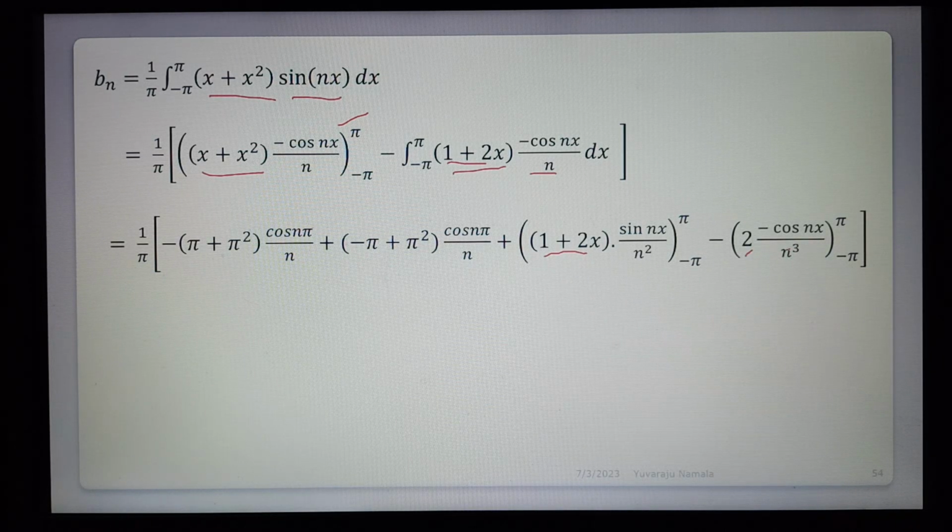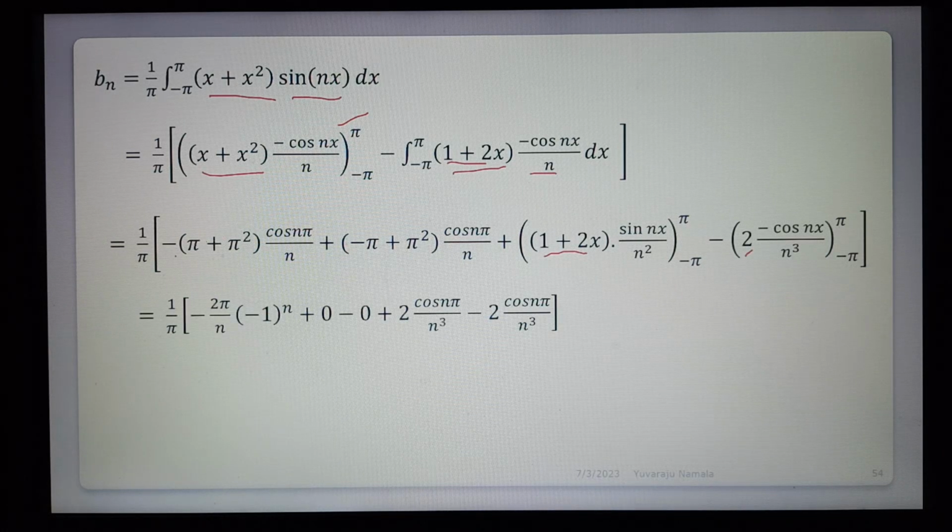So that is equal to, simplification, substituting the limits pi and minus pi here. Here minus pi squared and plus pi squared cancel, and the remaining terms are both the same, 2 pi. So minus 2 pi by n into cos n pi, that is minus 1 power n, plus 2 pi sin n pi, which is 0, plus 2 cos n pi by n cubed, minus of minus plus, plus into minus, minus 2 pi n cubed cos n pi.